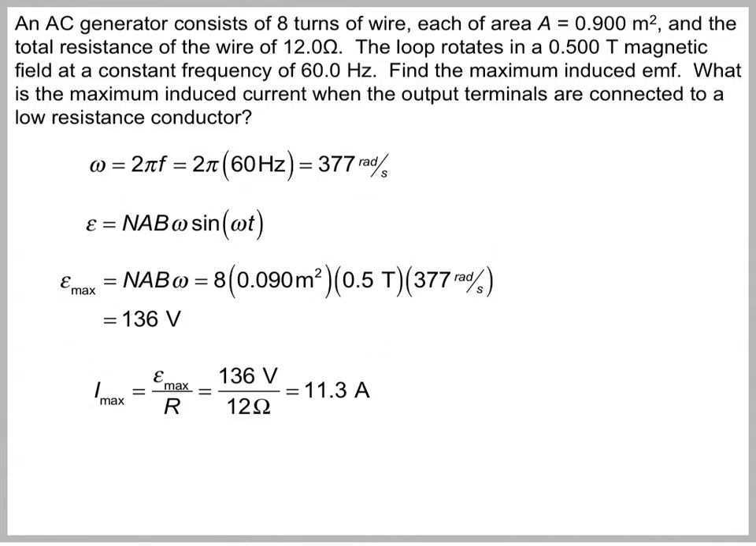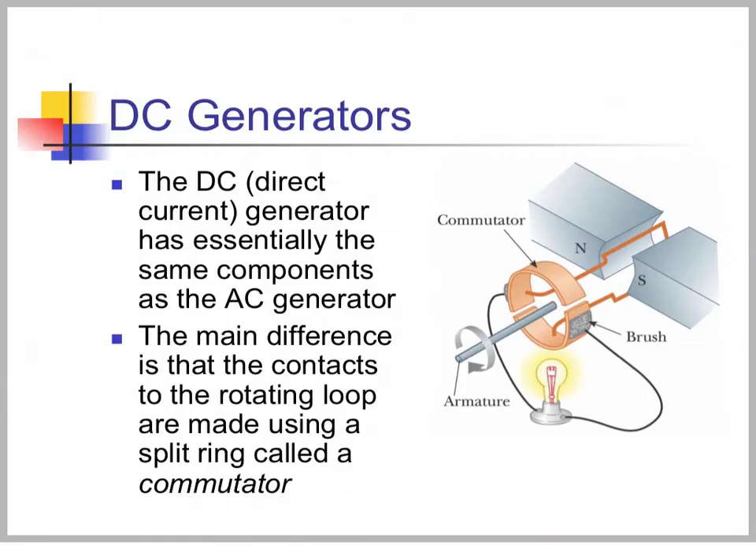I can use a similar setup to create a direct current generator. It essentially has all the same components as the AC generator. The main difference is that the contacts to the rotating loop are made by using a split ring called a commutator. As this is turning around, the brushes are going to be attached to opposite sides of the loop.